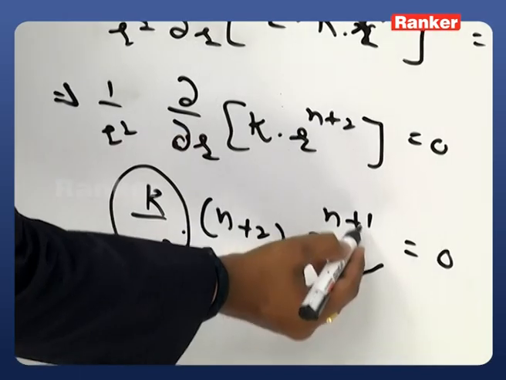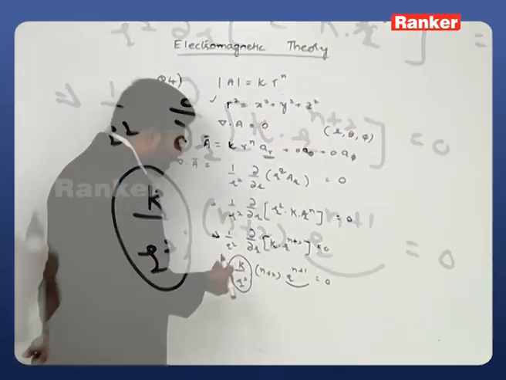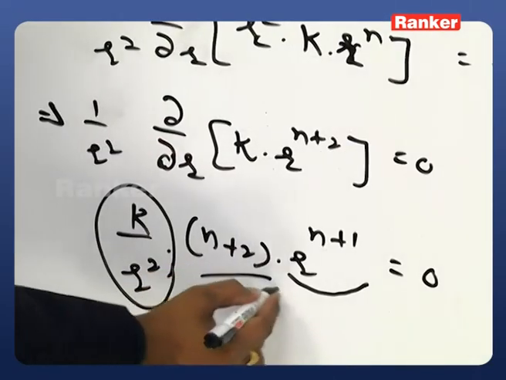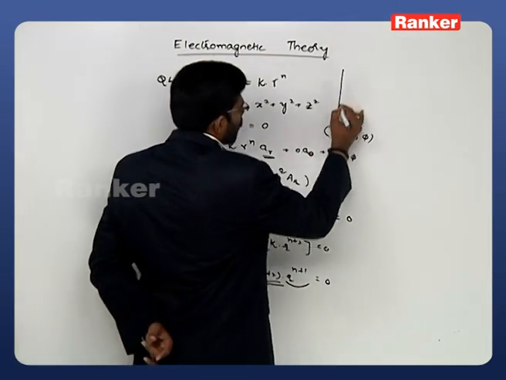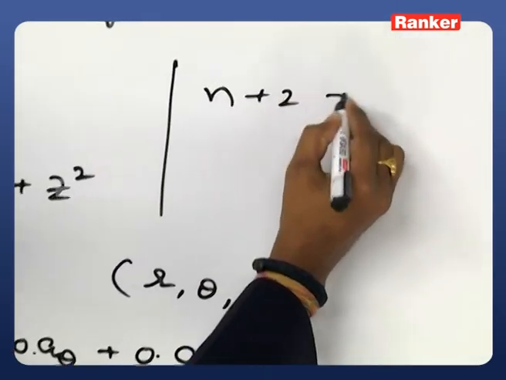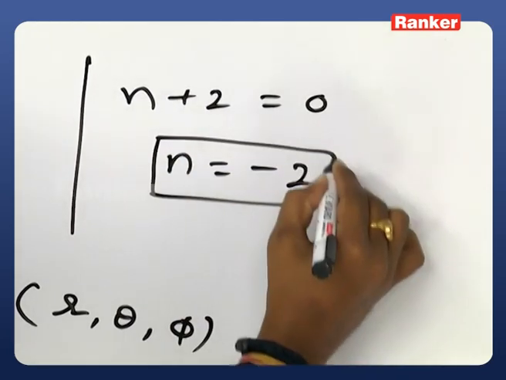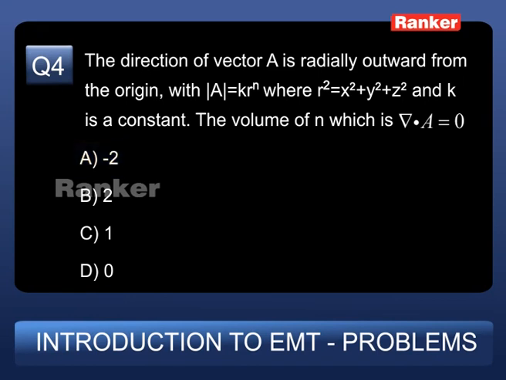So r^(n+1) is not equal to 0, k by r square is also not equal to 0. So obviously what we can say is the term n plus 2 is equal to 0. That is, n plus 2 equals 0 gives n equals minus 2. So this is the answer.